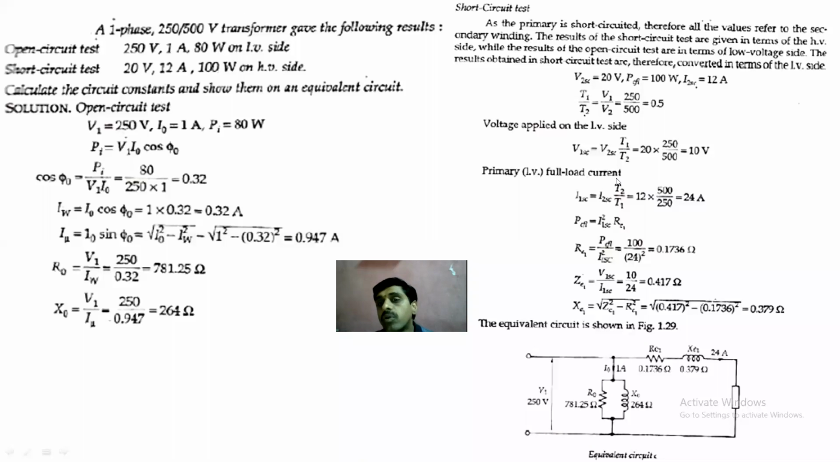So the primary LV full load current, using the formula I1SC by I2SC equal to T2 by T1, we will get the primary current. Because short circuit is done on the primary side, the current on the primary side is I1SC equal to I2SC into T2 by T1. The general observation is that the primary side voltage is applied and the secondary side is short circuited. But here the primary side is short circuited and the secondary side has the instruments connected. That's why you should observe that the primary short circuit current is the secondary current into T2 by T1. The secondary current is already given as 12 amperes, and from that we will get this primary short circuit current.